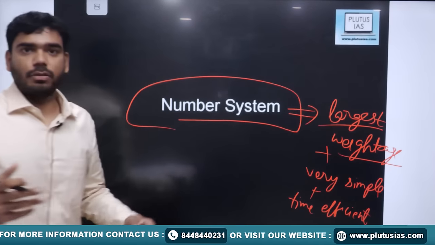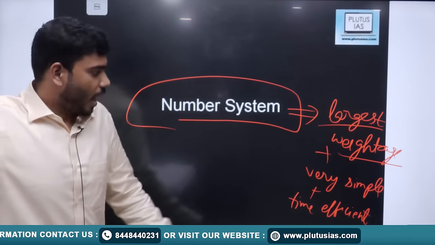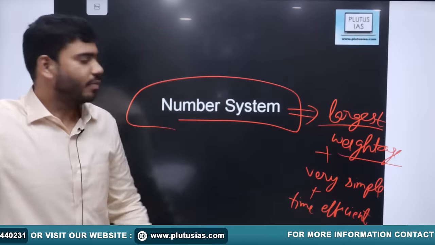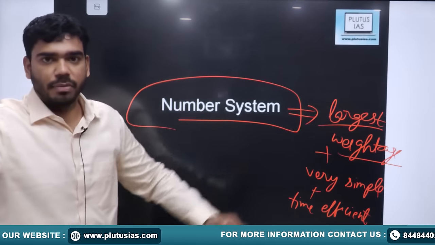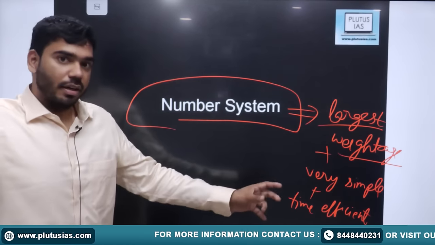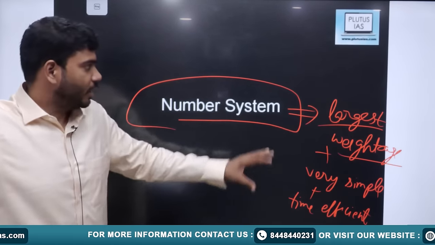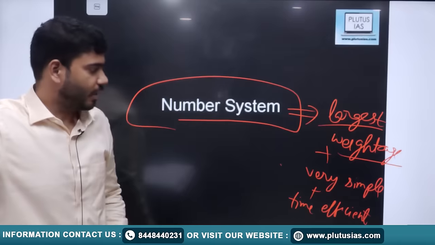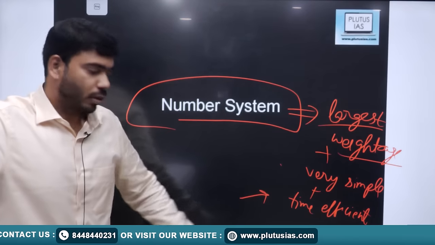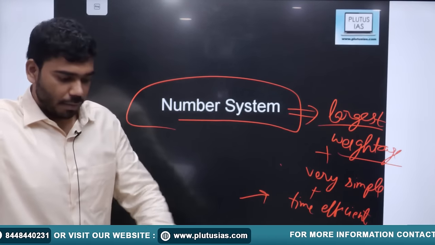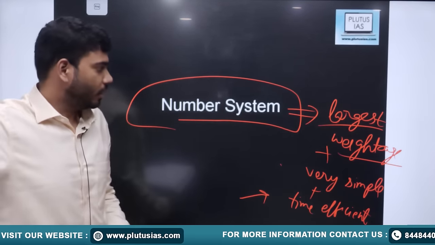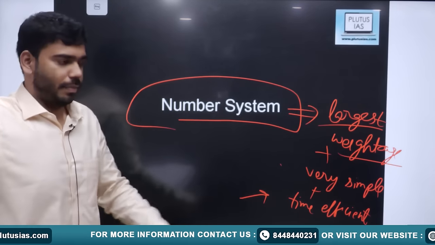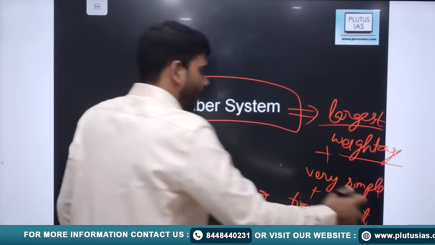It is very simple to understand this number system, and it takes extremely less time, 15 seconds, 20 seconds, 25 seconds to solve the questions related to number system. So you can strategically utilize your time here. You can put more effort into number system, understand these things since they are very simple, and do all the questions related to number system quickly so that you have time for the other part of the question paper that is relatively a bit more tough, right?